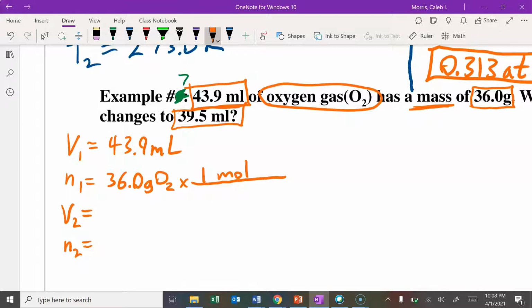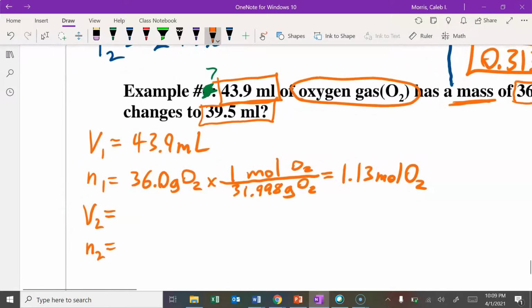Well, just the oxygen atom has a mass of 15.999. So if I wanted to know the molar mass of O2, I would need to double that 15.999. That gives you 31.998 grams per mole of O2. So I'm going to do 36 times 1 over 31.998, and I get 1.13 moles of O2.